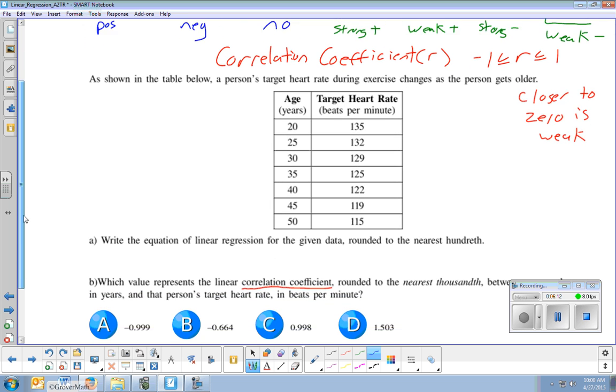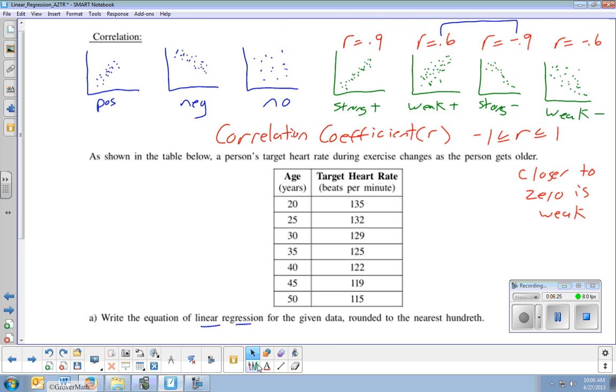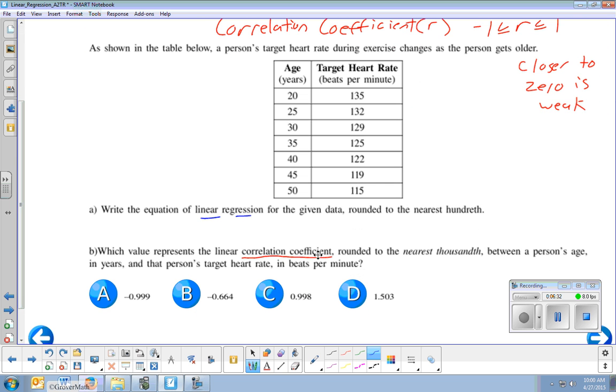All right, so for this question right here, they're giving us this data, and they want to know, first, write the equation of linear regression. Linear regression, you did in Algebra 1. It's also known as the line of best fit. Basically, it's the equation of the line that would sum up the data. All right, but then we also want to know the correlation coefficient.